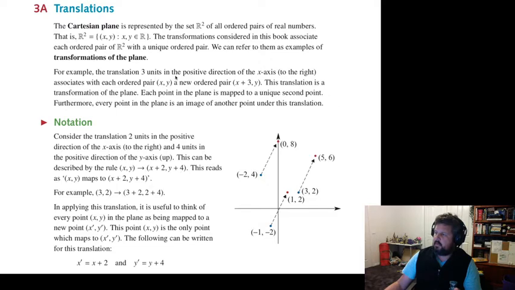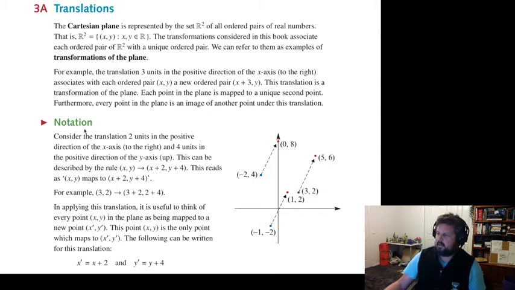3 units in the positive direction of the x-axis means you're adding on 3 to the x-coordinate, which can be written as follows. Again, that's a translation or a transformation of the plane. It's the terminology that's used there. It says each point in the plane is mapped to a unique second point. It says furthermore, every point in a plane is an image of another point under this translation. And we'll use this word image a fair amount.